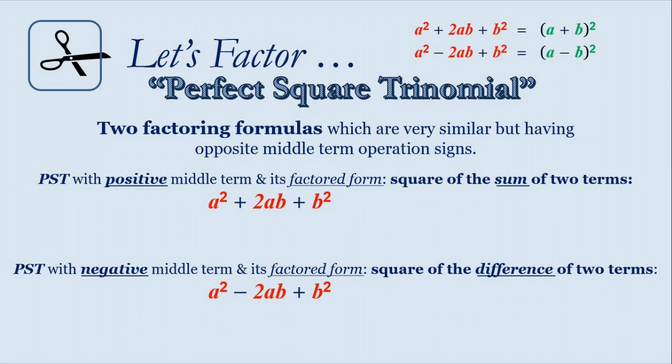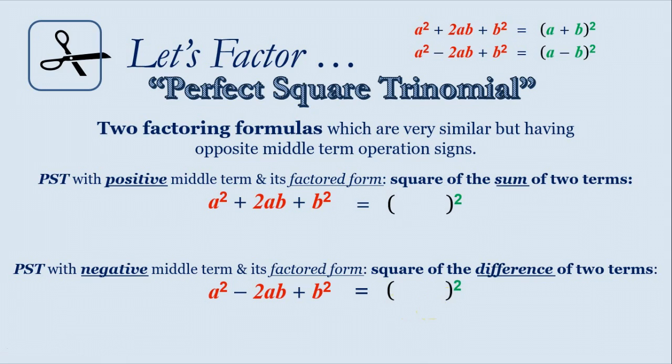Factoring a PST is as easy as finding the square roots. Let's begin. Let's find the factored forms for each. The first step is to create one blank pair of parentheses raised to a square or second power. Make one for each of the two problems.